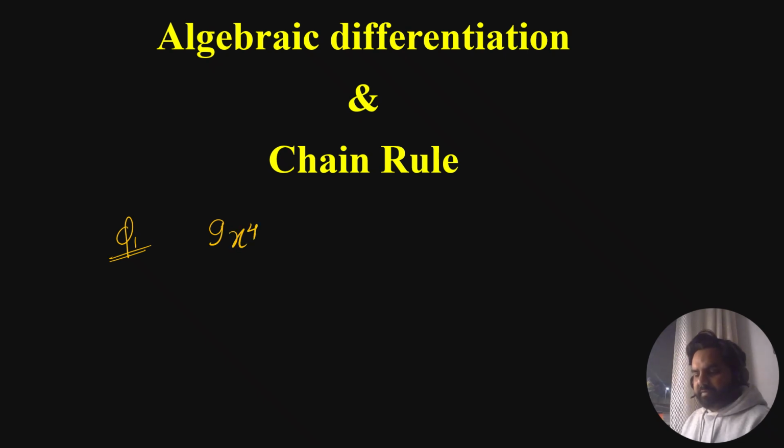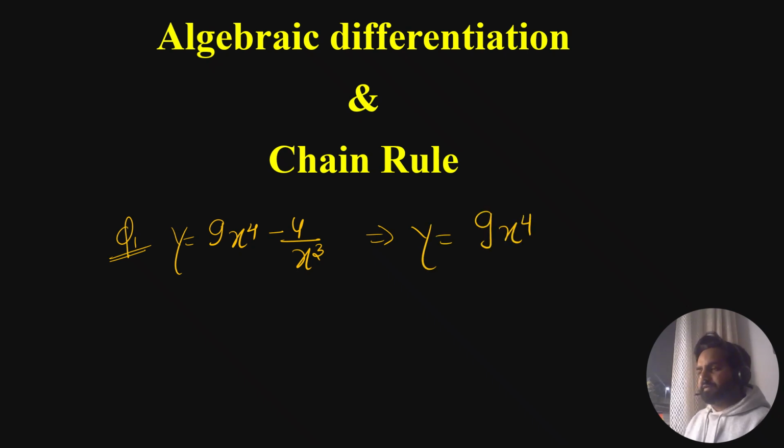9x to the power 4 minus 4 over x power 3. Okay, so here basically we have to simplify first. This is your y equal to, then I will try to simplify it further because I'm not happy with the fraction which is here. So I can write this one as x to the power minus 3 because this will move to the top and the sign of the power gets changed. Okay, so now here I can try to differentiate this function.